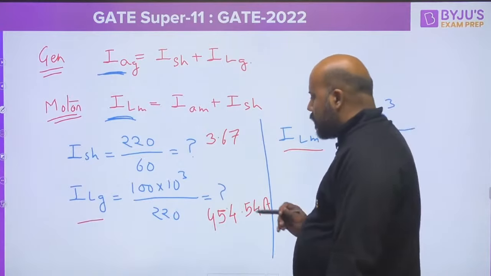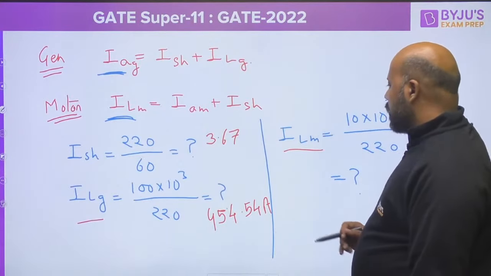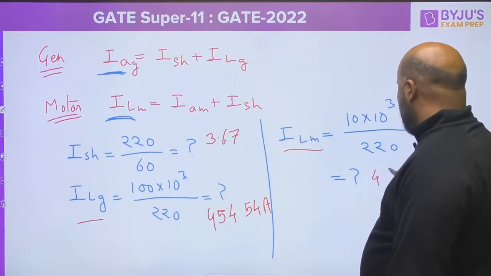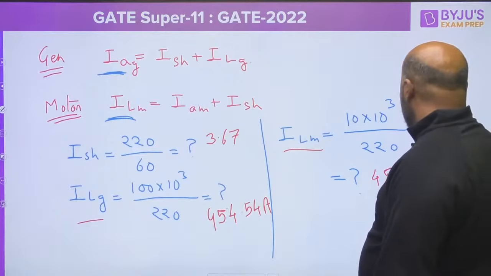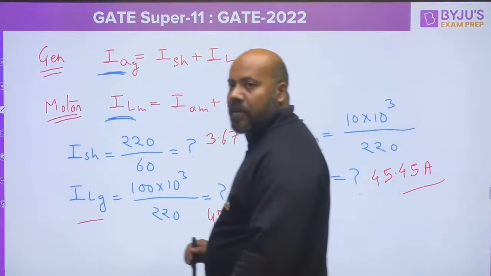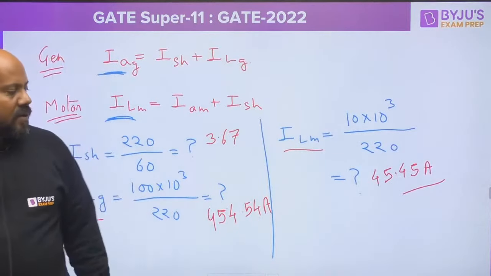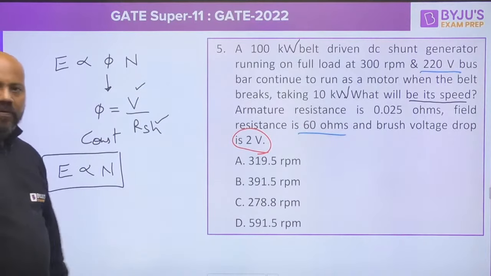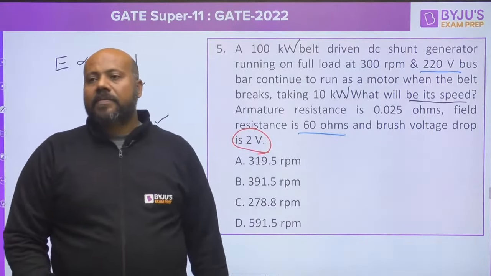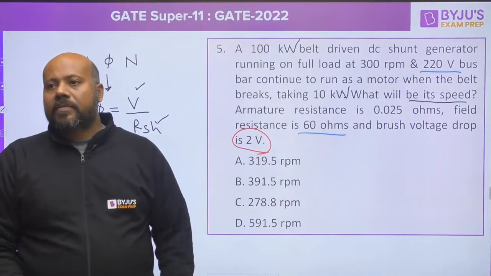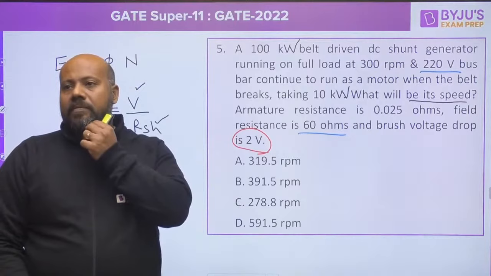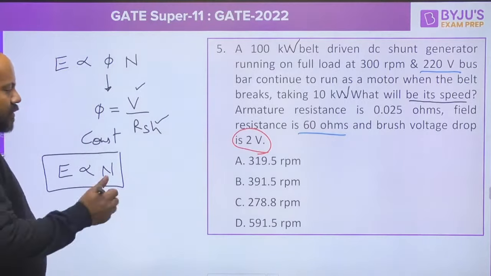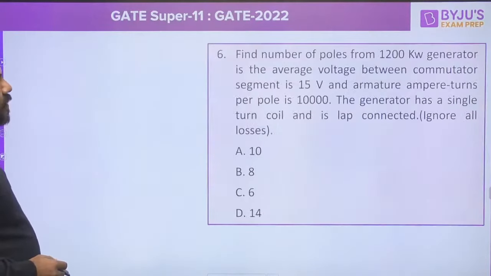Okay, so you can find for the motor also. I think for the motor you just divided by 10, so you must be getting it as 45.45 ampere. Yes or no? Yes. So anybody solve? What is the answer we are getting? What is the speed in case of motor we are getting? It's okay, it's okay. So you can solve. What is the correct answer now?